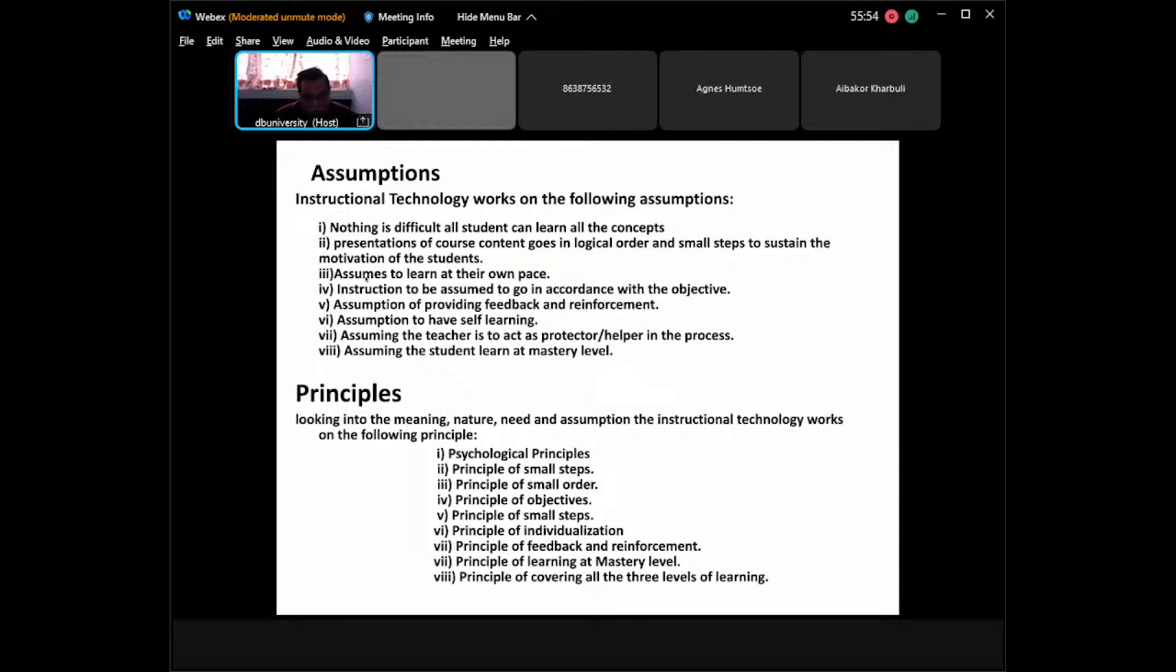And the mastery level has been put at 90%: students are to learn the course content completely, without leaving a fraction of the course content. Complete mastery of the course content. That's very important.